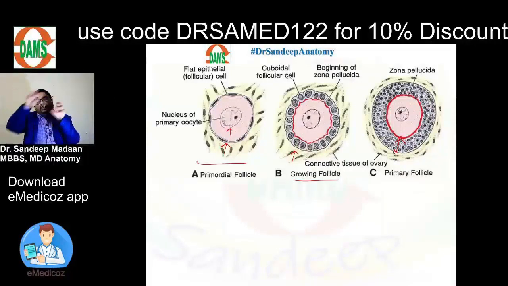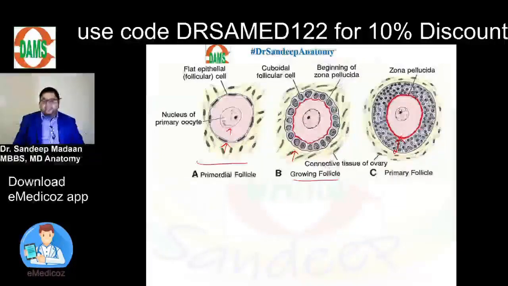And the most important event, these surrounding cells and the inside oocyte, both of them are going to secrete a layer around the oocyte, which is a red colored layer here. Not actually red color, it is shown in the diagram, right? That is zona pellucida. What is zona pellucida? It is a glycoprotein layer. Okay. So this is first seen in the primary follicle. What happens next?